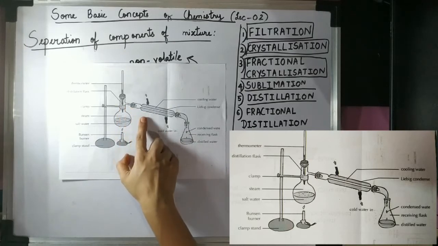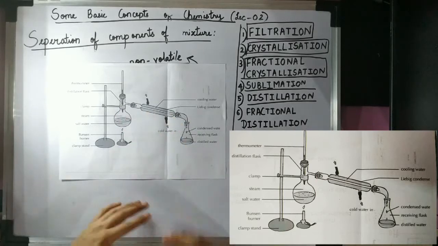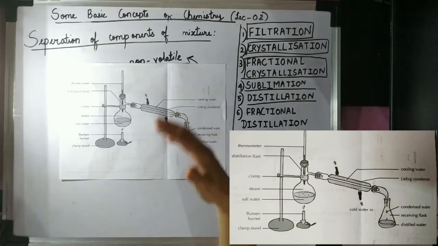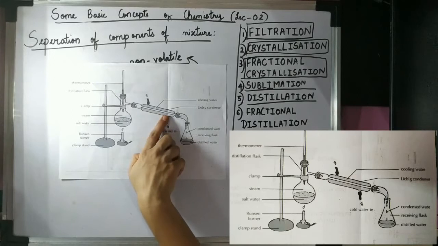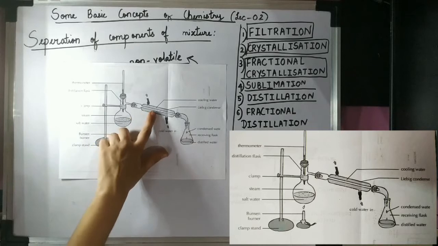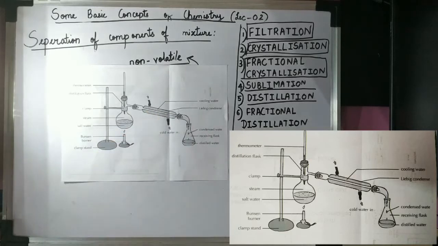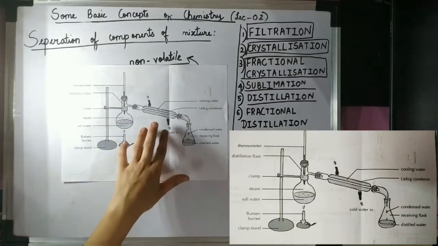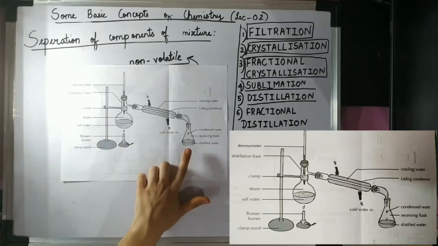So here is a condenser. What is the role of the condenser? We have cooling water around the condenser, so the part inside the condenser is at a lower temperature. When the vapors pass through the condenser, they condense into liquid form, because the temperature is lower. When the vapors condense back to liquid form, we get distilled water and the salt is left behind, right?